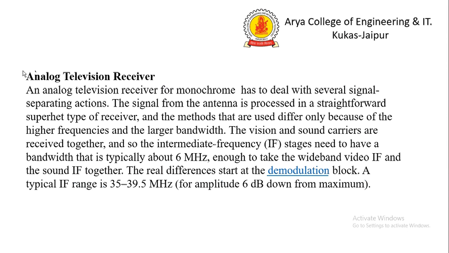The vision and sound carriers are received together, and so the intermediate frequency stage needs to have a bandwidth that is typically about 6 MHz, enough to take the wideband video IF and the sound IF together. The real difference starts at the demodulation block. A typical IF range is 35 to 39.5 MHz for amplitude 6 dB down from maximum.